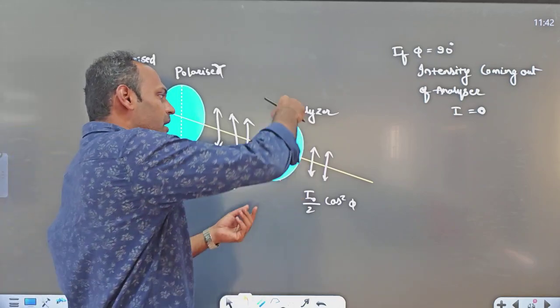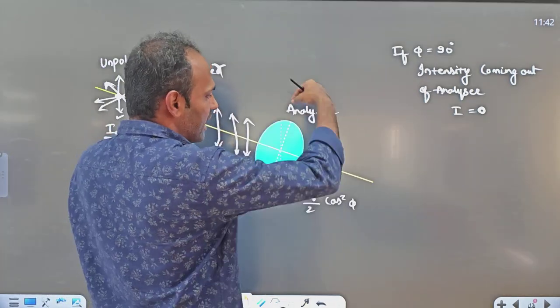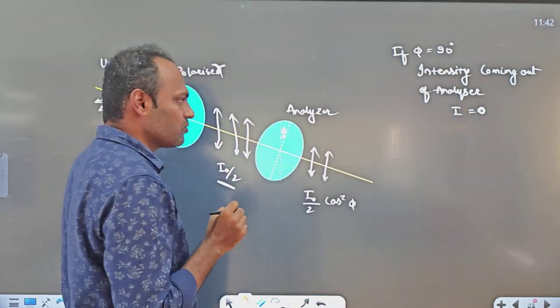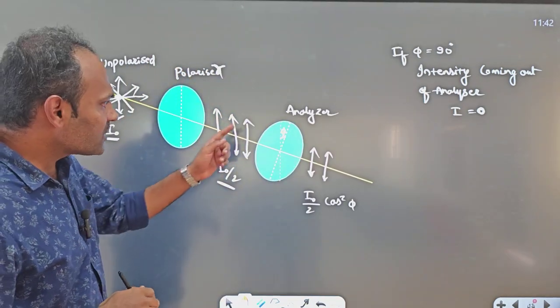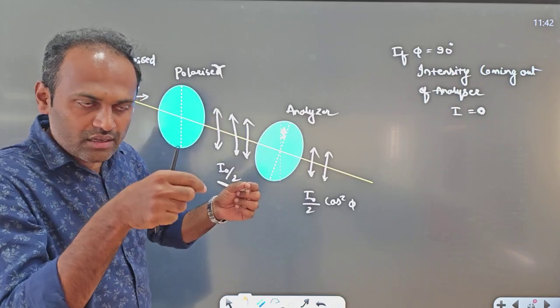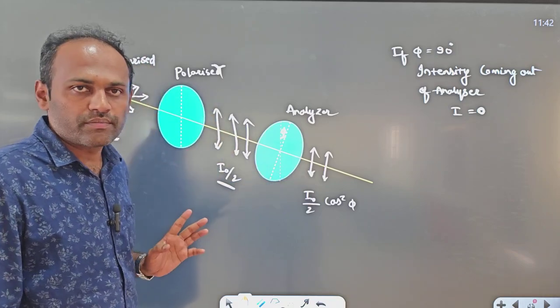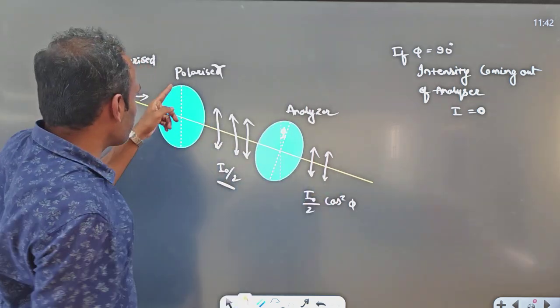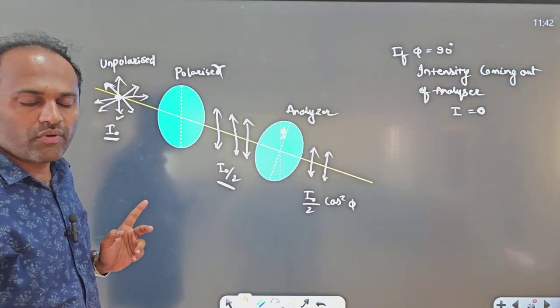Now, if the analyzer is rotated by some angle, let's say it is rotated by an angle phi. As you go on rotating the analyzer, the intensity goes on reducing.